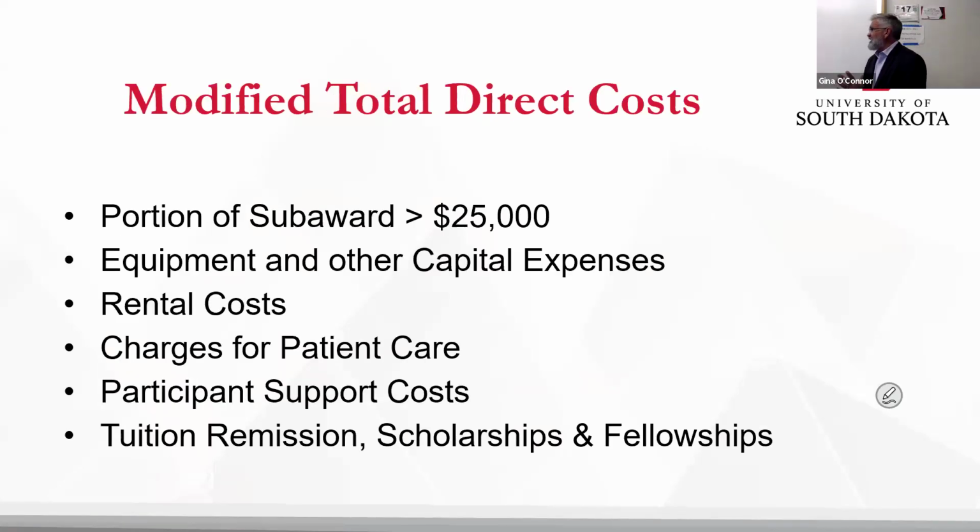doing. Now to touch on that term modified total direct costs, MTDC, these are again defined federally of what are modified total direct costs. And so any portion of a subaward in excess of $25,000 is a modified total direct cost. Equipment and other capital expenses, rental costs, charges for patient care, participant support costs, tuition remission, scholarships, and fellowships. So all of these things are modified total direct costs. And what that means to us is that we don't get to apply F&A rate to these costs.